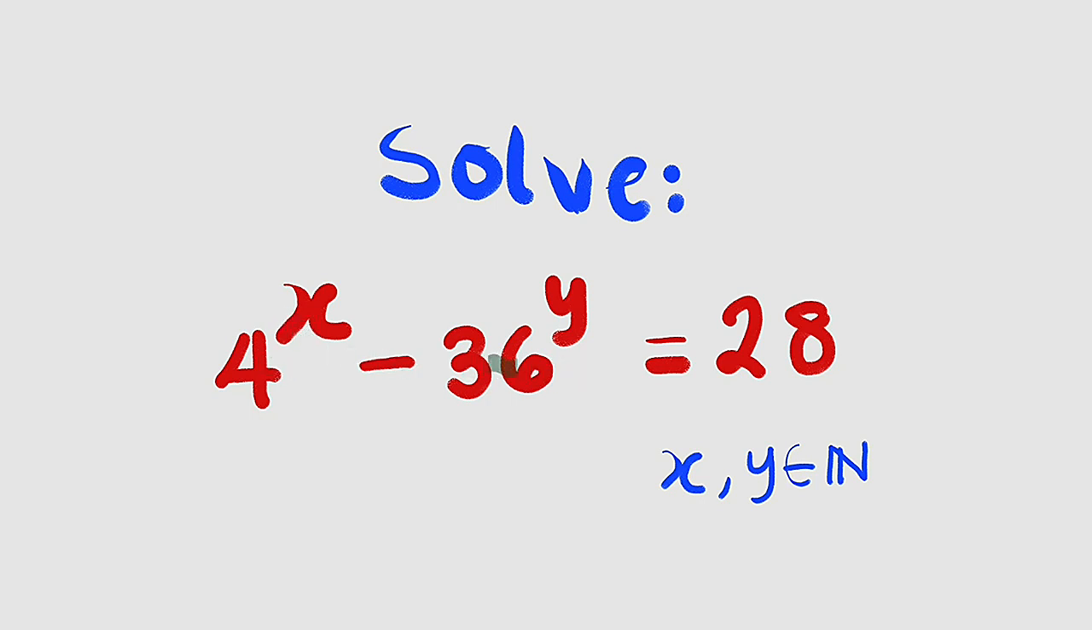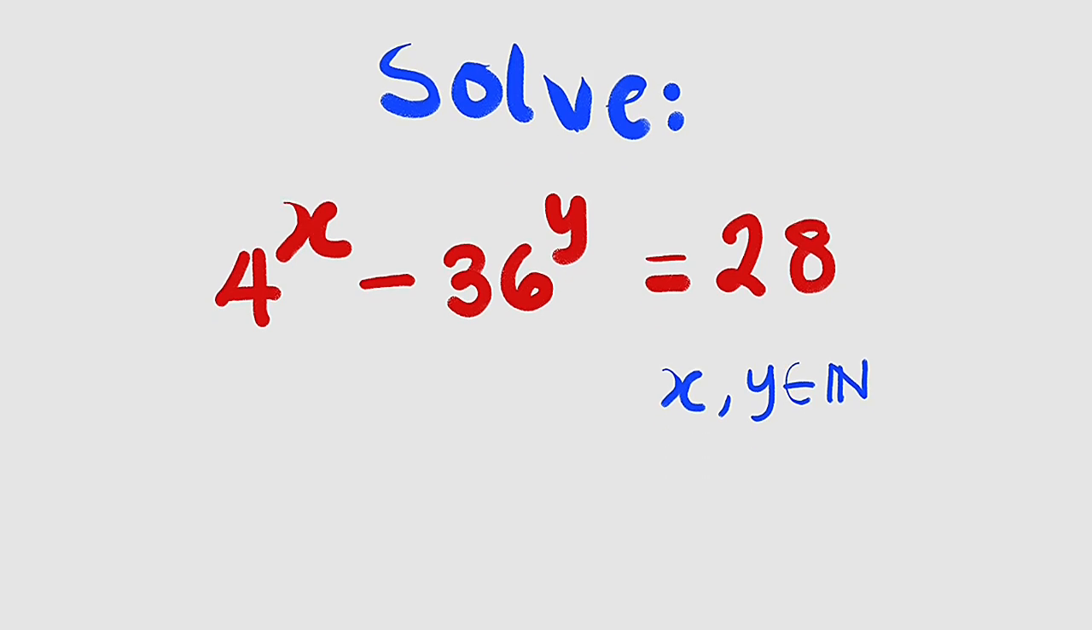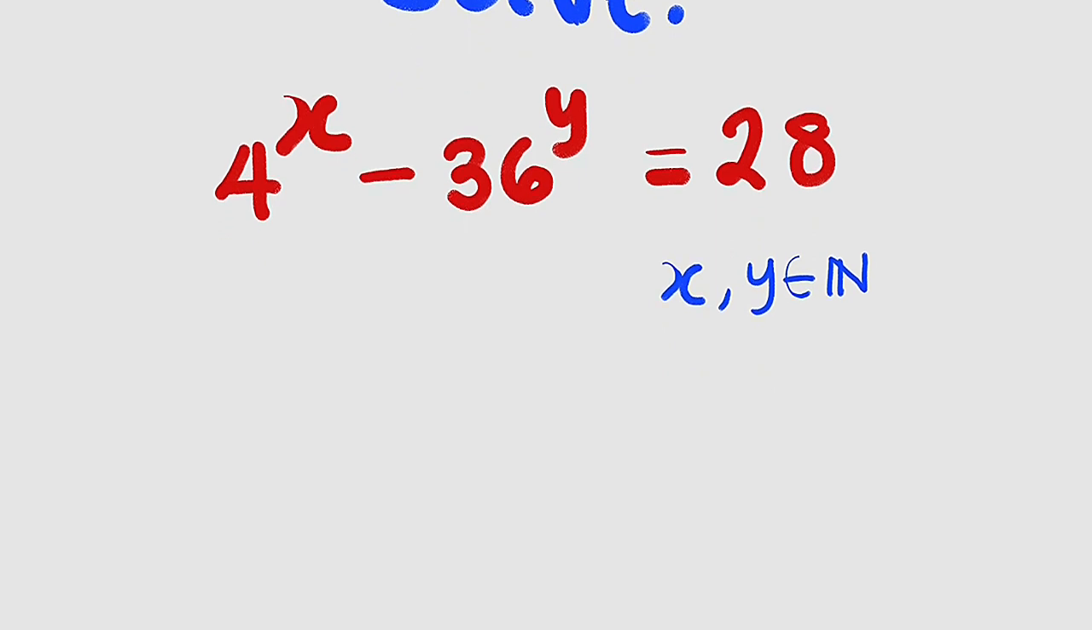In this tutorial we are going to find a solution to this nice Diophantine equation: 4 to the power of x minus 36 to the power of y equal to 28. We are looking for the values of x and y for which both x and y are natural numbers. Alright, let's get started. You should know that 4 can be written as 2 squared, right?